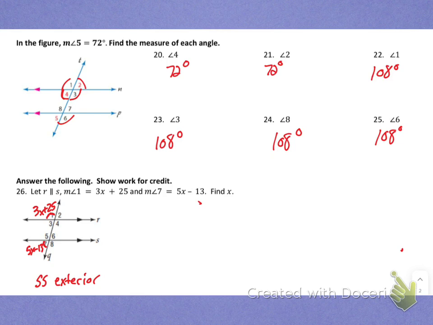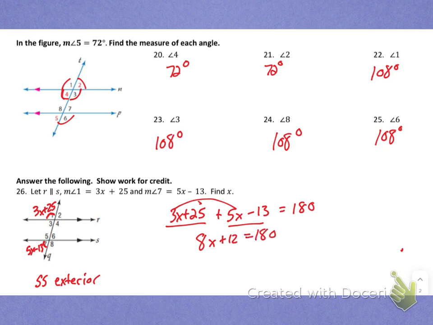So I have 3x plus 25, that's one angle, plus 5x minus 13, which is the second angle, and that's going to be equal to 180 degrees. Now I've got to combine like terms. The 3x and the 5x make 8x, and 25 minus 13 is 12, equals 180, and then we're just doing the basic algebra. Minus the 12 on each side, so 180 minus 12 is 168. Divide that by 8, I get x is equal to 21.